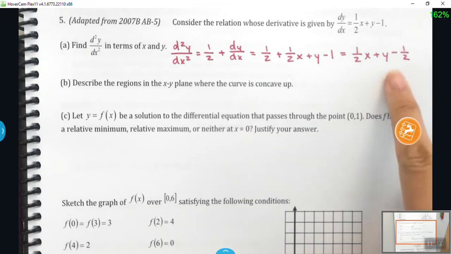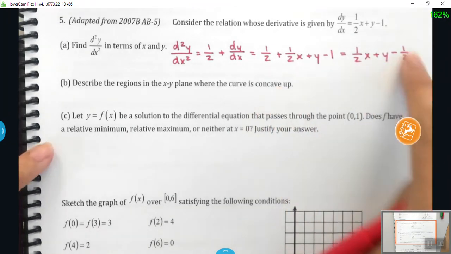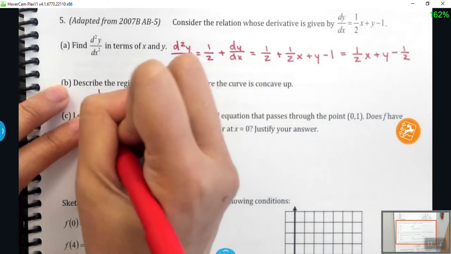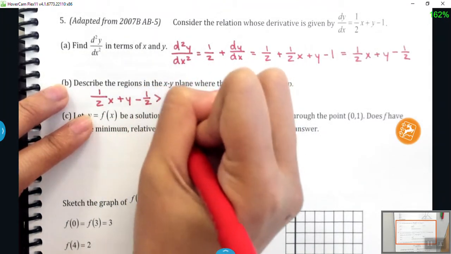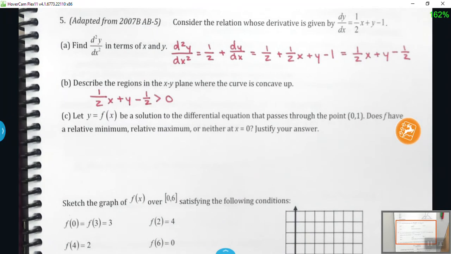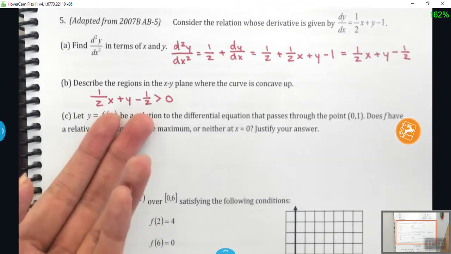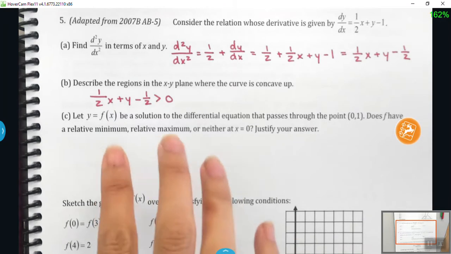Did you get that? Okay, now the curve is going to be concave up when this is what? Positive. So all we have to do is write 1/2 x plus y minus 1/2 has to be greater than 0. And that's a good enough description. It's an equation. Any x and y that fits into that equation will be concave up.